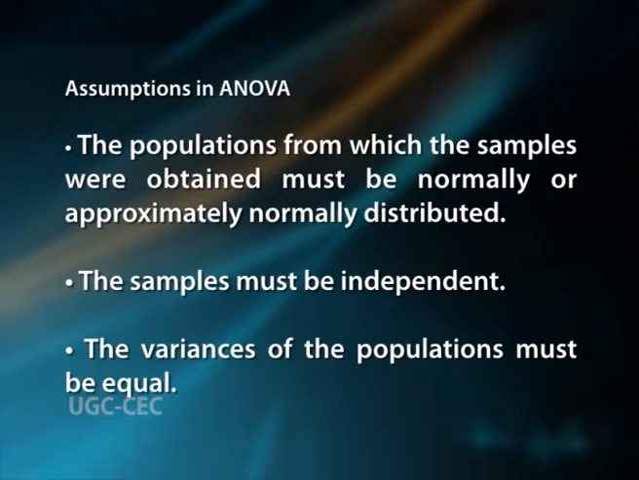Assumptions in ANOVA. The populations from which the samples were obtained must be normally or approximately normally distributed. The samples must be independent. The variances of the populations must be equal.